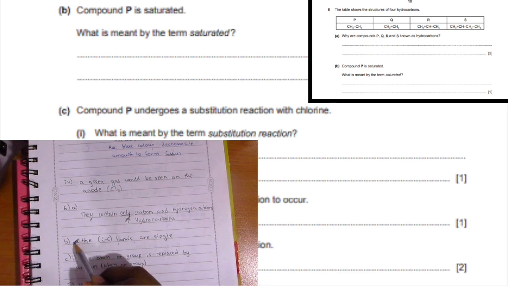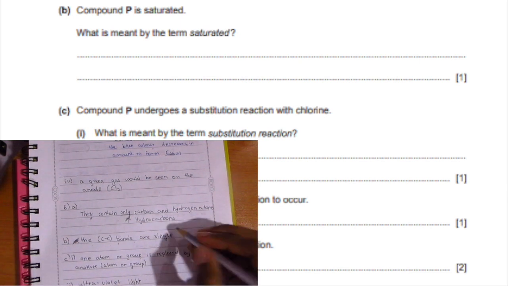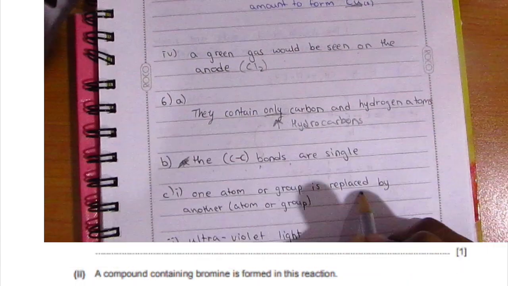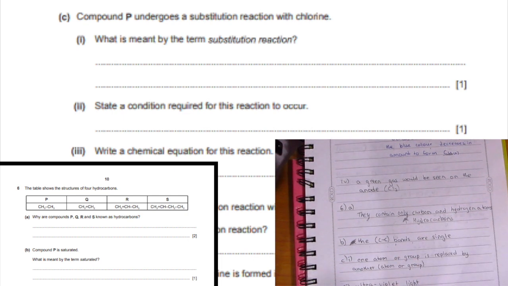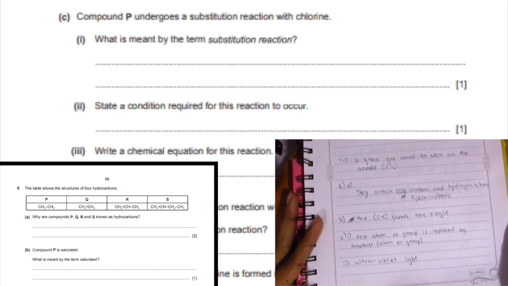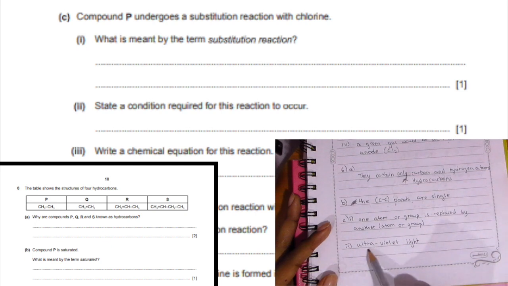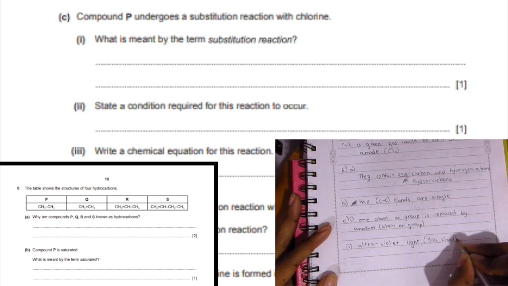Now, compound P undergoes a substitution reaction with chlorine. What is meant by the term substitution reaction? It means that an atom or a group of atoms are replaced by another atom or a group of atoms. That is literally it. Now, state a condition required for this reaction to occur. You're going to need ultraviolet light in order for this to happen. That's what I meant by the fact that saturated compounds aren't really reactive. Now, write a chemical equation for this reaction.